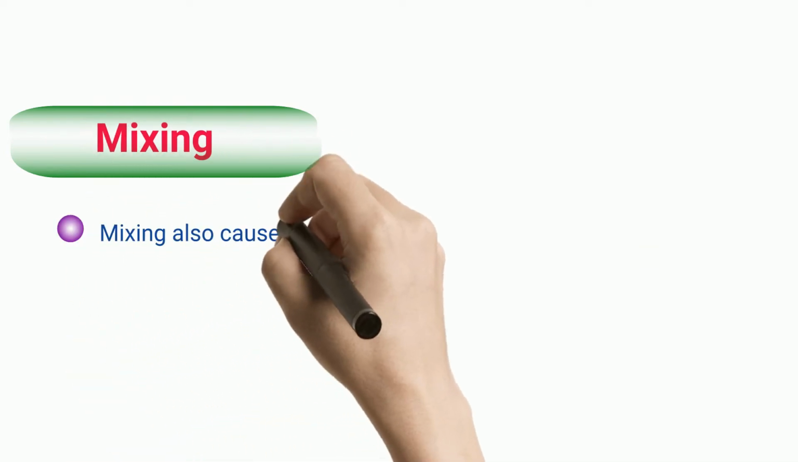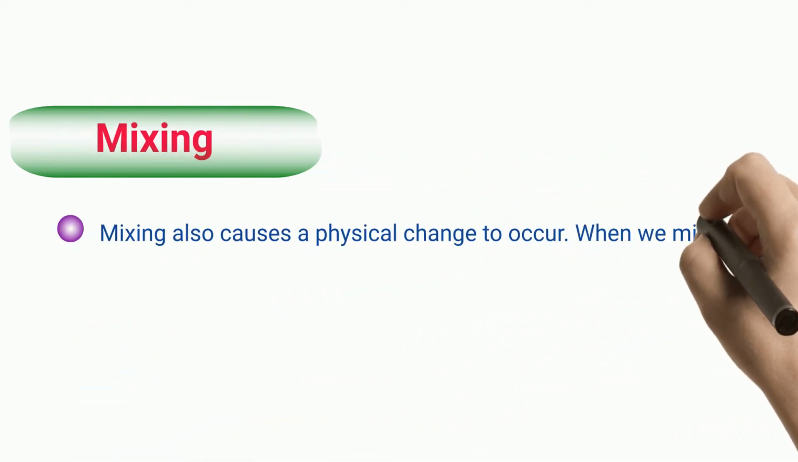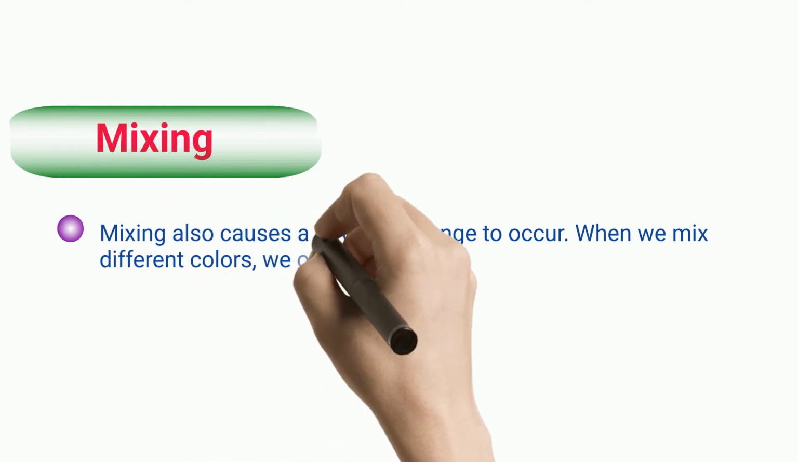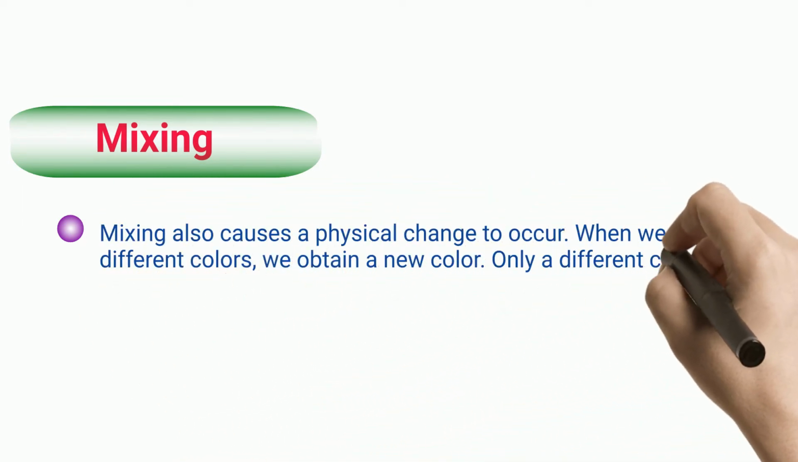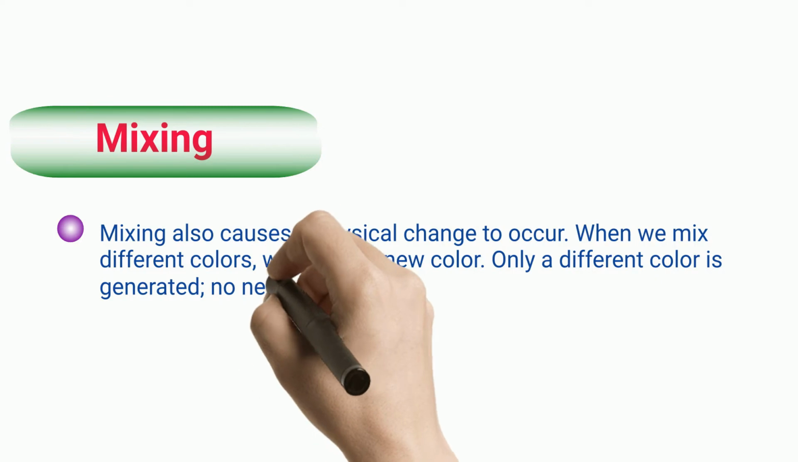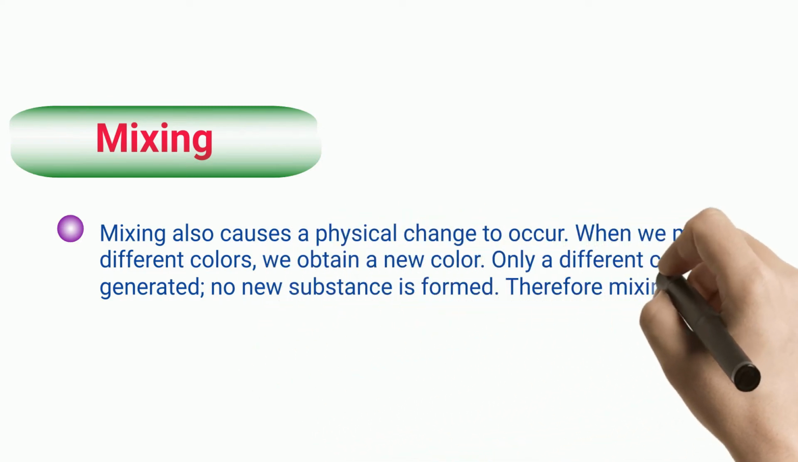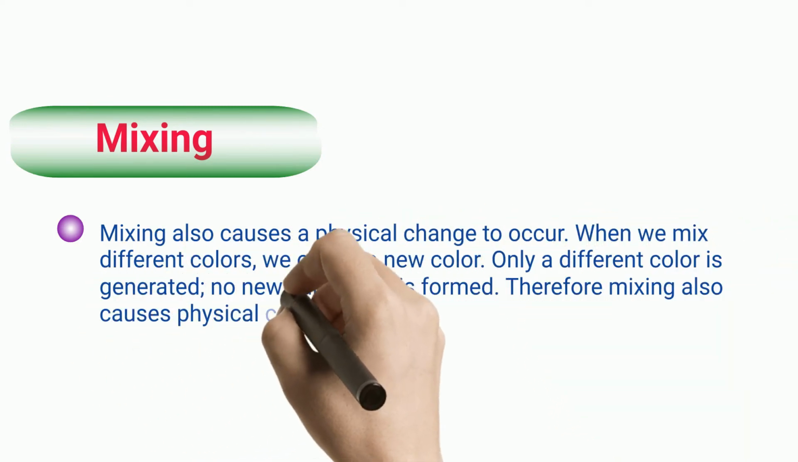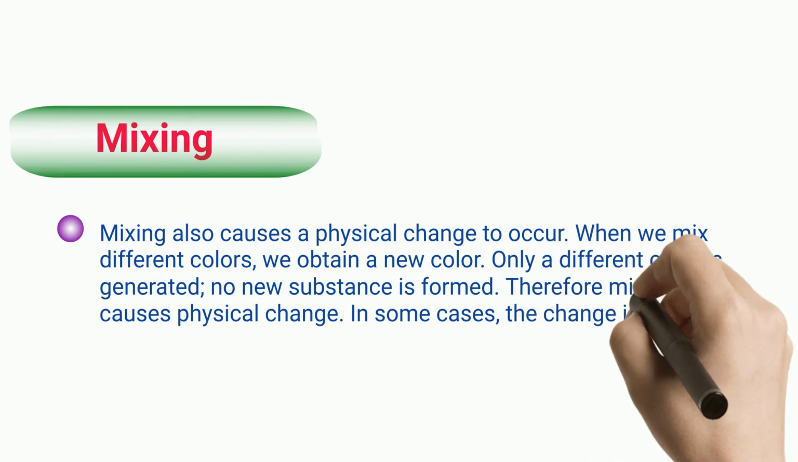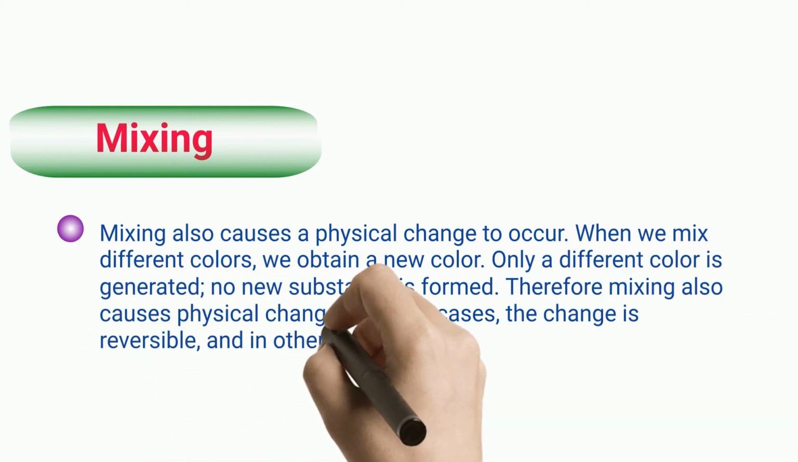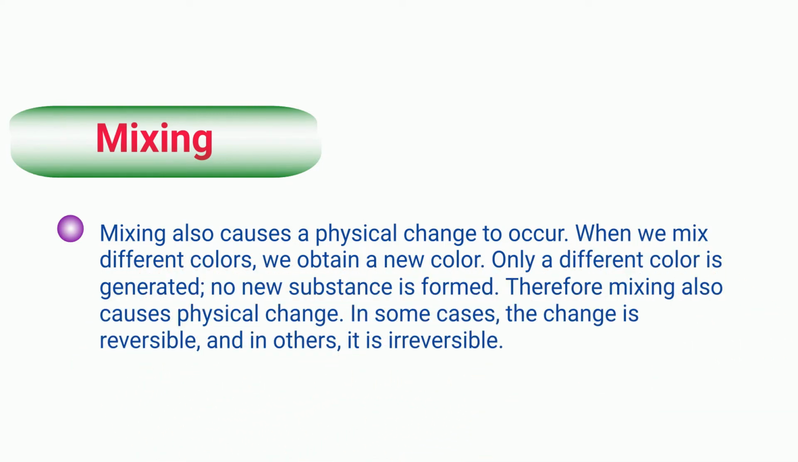Mixing. Mixing also causes a physical change to occur. When we mix different colors, we obtain a new color. Only a different color is generated, no new substance is formed. Therefore, mixing also causes physical change. In some cases, the change is reversible, and in others, it is irreversible.